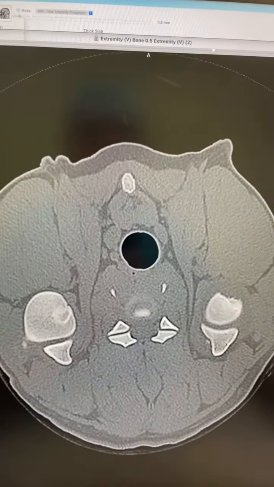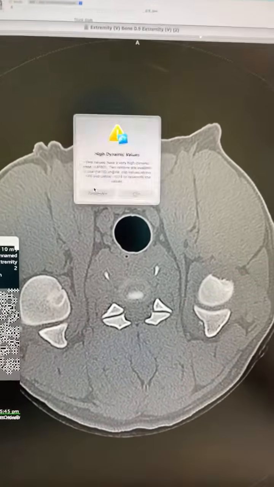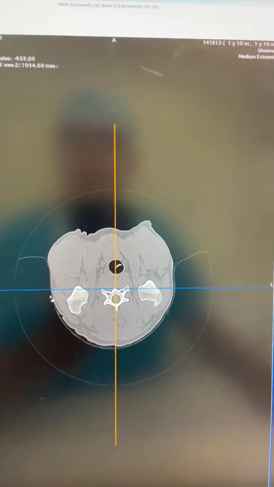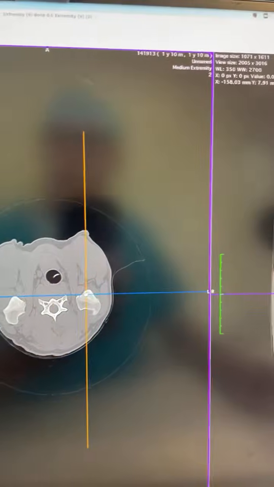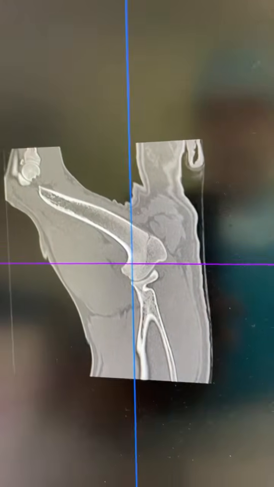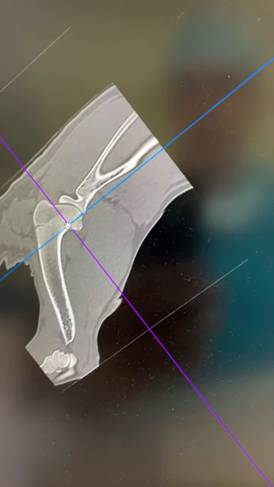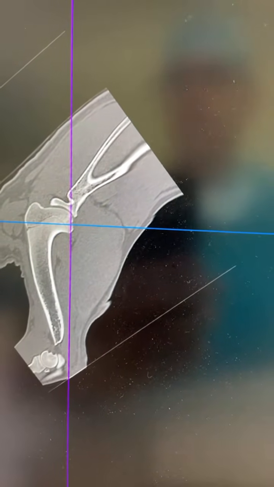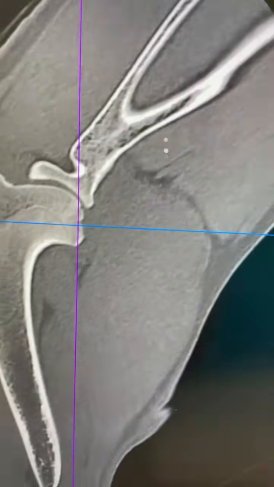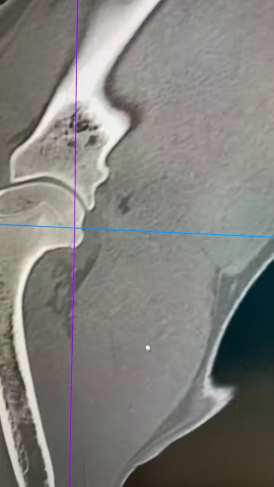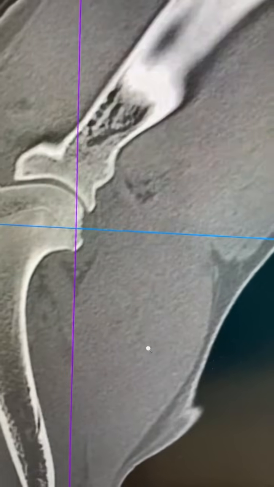So I'll just do a 3D multiplanar reconstruction. And we will come over here. Then when we look at that caudal humeral head, I'll just spin this around here. We can see that big defect back there right on that caudal humeral head, which is consistent with osteochondritis dissecans. So, big defect right there on that caudal humeral head.